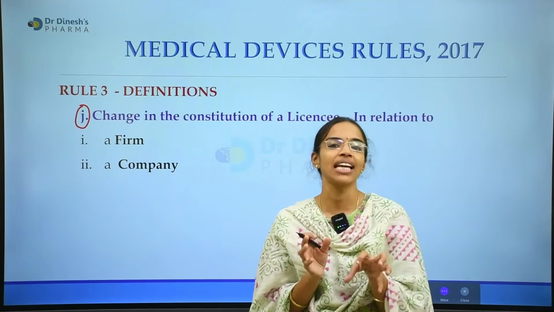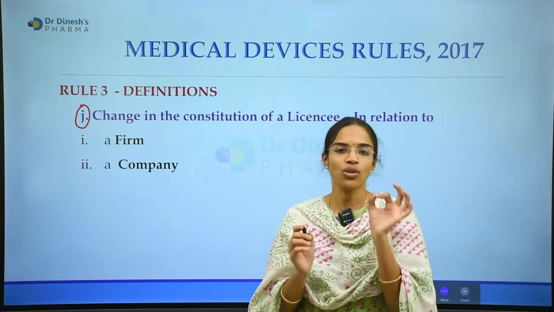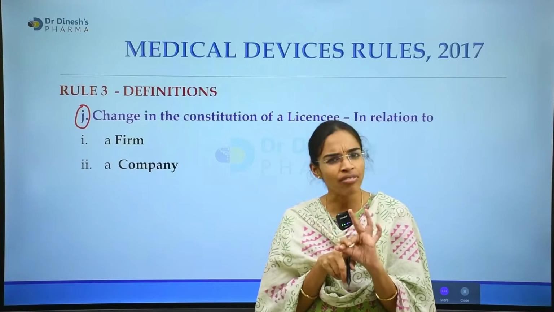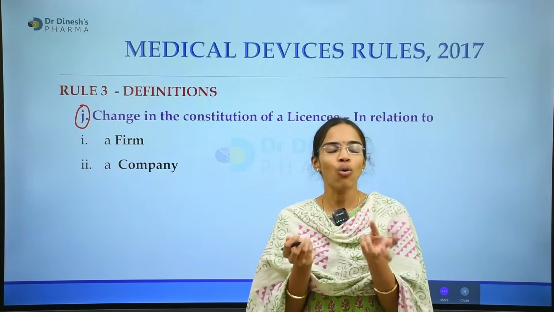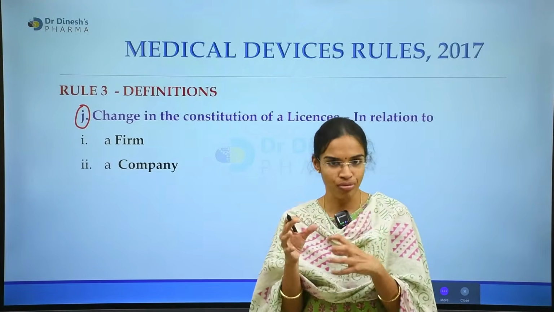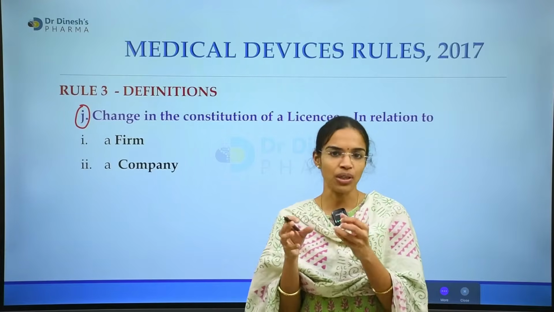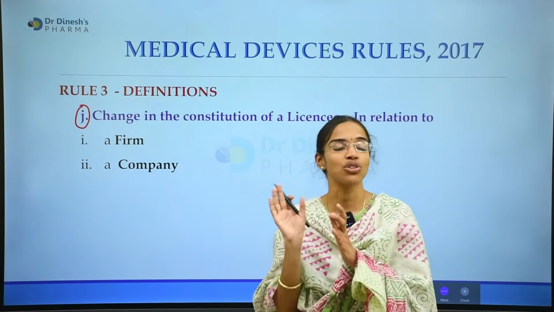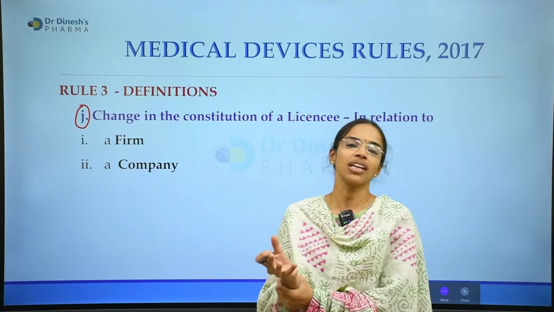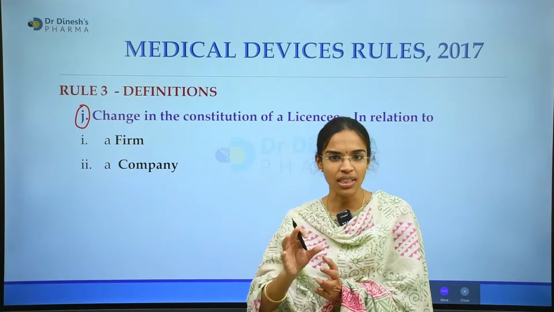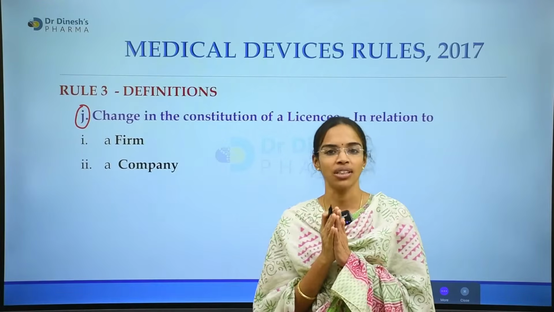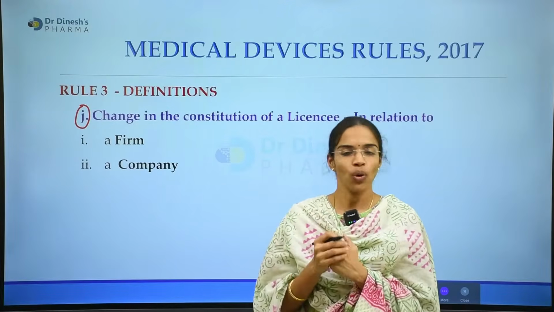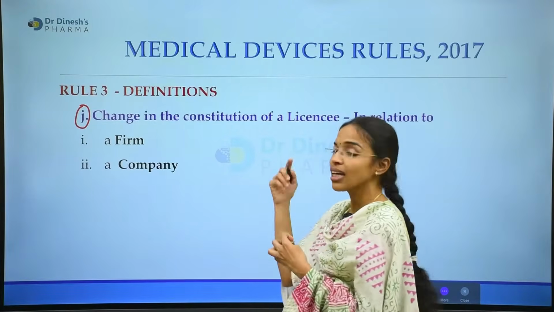It is about when a person or a firm or an organization who already holds a license according to the rules of MDR 2017 has a change in the constitution of that licensee. What comes under changes in the constitution? What change in the constitution is recognized as per the rule? These things are covered under rule 3J.